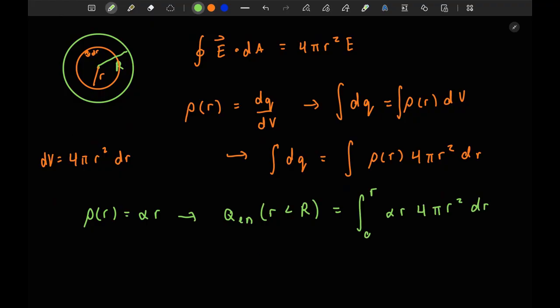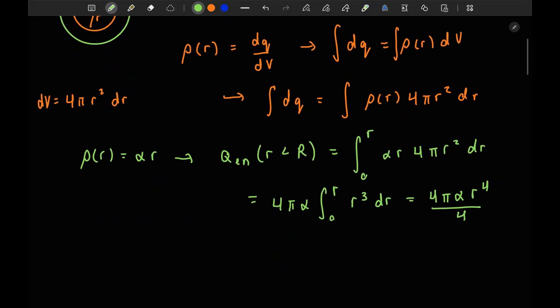And then going ahead and integrating that, we can pull out the 4 pi alpha. We get the integral from 0 to r of r cubed dr. And this leaves us with 4 pi alpha r to the fourth over 4. So now putting this into Gauss's law, remember the left-hand side of Gauss's law still has 4 pi r squared E, and that is equal to now 1 over epsilon naught times pi alpha r to the fourth. And so we get E equals, pi's cancel, alpha r squared over 4 epsilon naught.